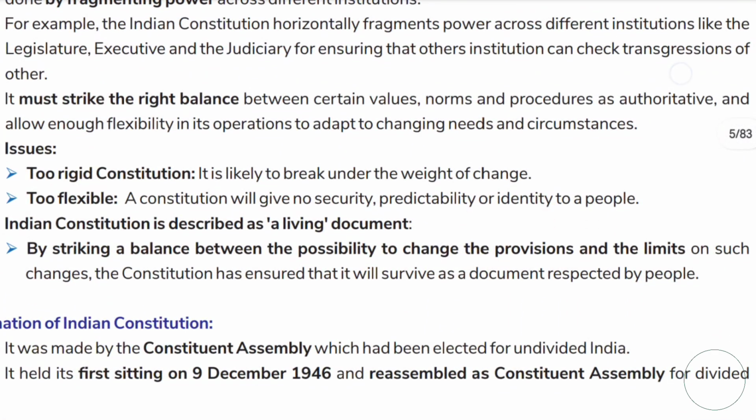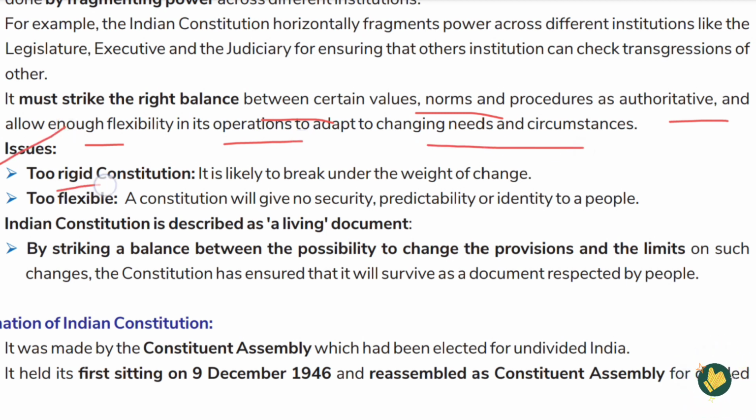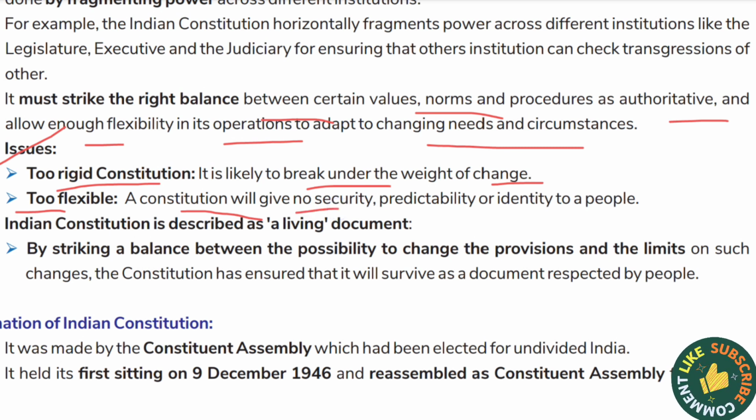It must strike the right balance between certain values, norms, and procedures as authoritative and allow enough flexibility in its operations to adapt to changing needs and circumstances. The issue is that a too rigid constitution is likely to break under the weight of change, and a too flexible constitution will give no security, predictability, or identity to a people.